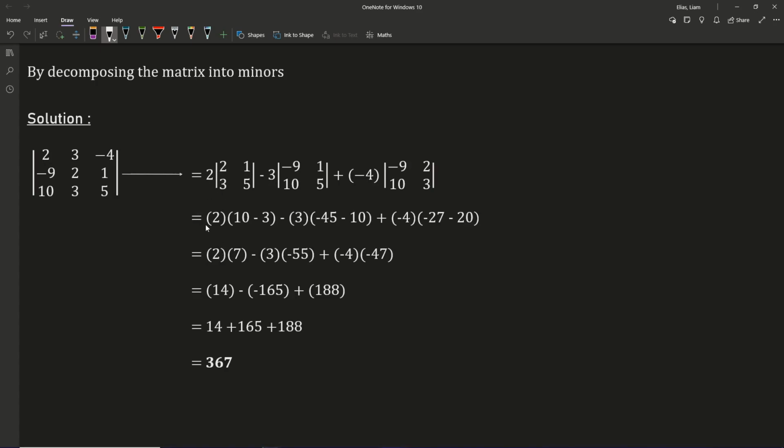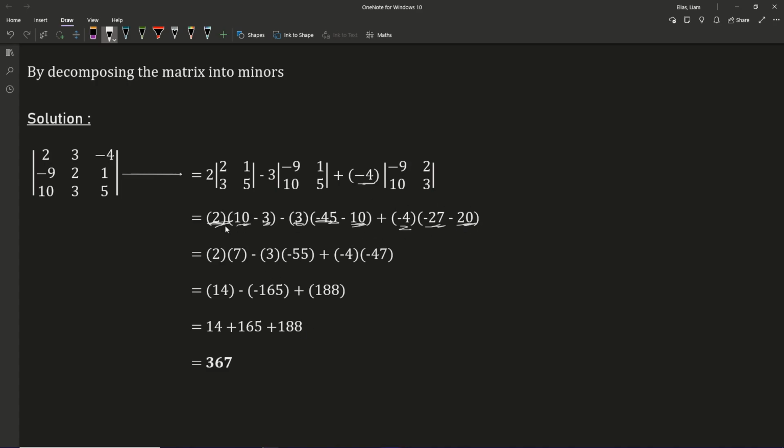So we have the 2 from the outside, right there. And then it's going to be 2 times 5, which is 10, minus 3 times 1, which is 3. Same thing here, the 3 comes down, and then we're going to have negative 9 times 5, which is negative 45, minus 10 times 1. And then lastly, we're going to add, and the negative 4 comes down, and then it's just the determinant here. Negative 9 times 3 is negative 27, 10 times 2, minus 20.